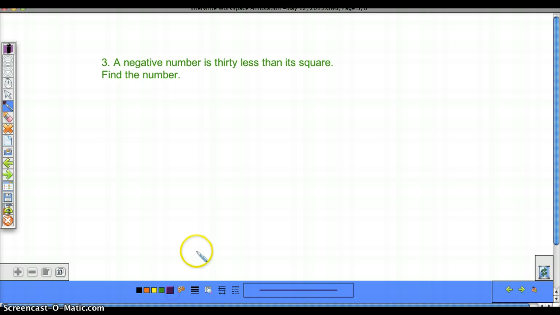Alright, on number 3 it says a negative number is 30 less than its square. Find the number. We're going to actually say that x is a negative number on this problem. So since we are looking for a negative number, you need to double check and make sure your answer at the end is negative. If you get a positive number, then something's wrong.